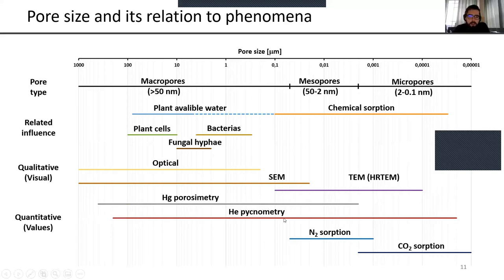If we would like to distinguish how many pores of each size we have, the pore size distribution, for the macropores it's advised to use mercury porosimetry. In the case of the mesopores, it's usually nitrogen sorption, and for the micropores, the most reliable method is carbon dioxide sorption. Everything's nice, yeah, but what does that really tell us?